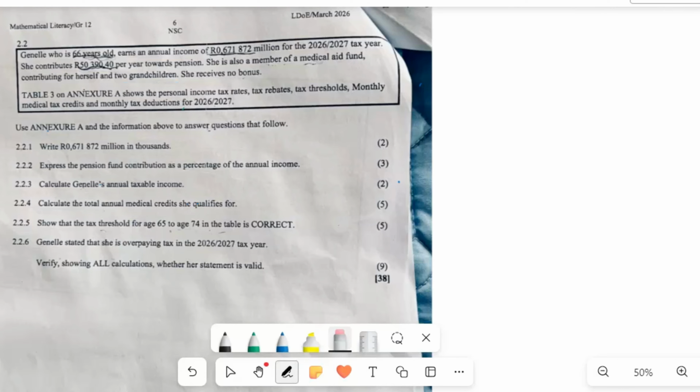Clean up. Okay, now the very last question, which holds 9 marks of the 38 marks that this question is. They say Janelle stated that she is overpaying tax in the 2026-27 tax year. Verify, showing all calculations, whether the statement is valid.